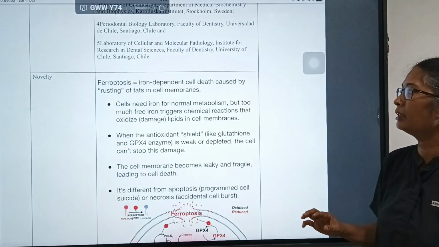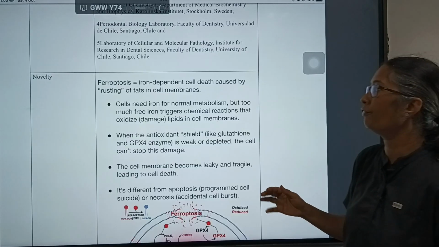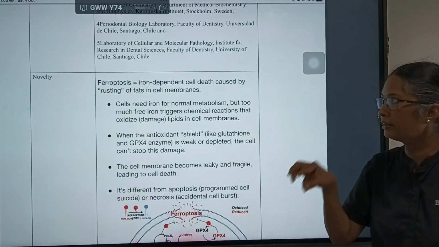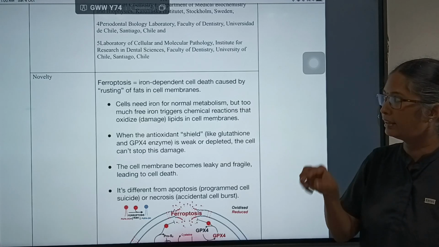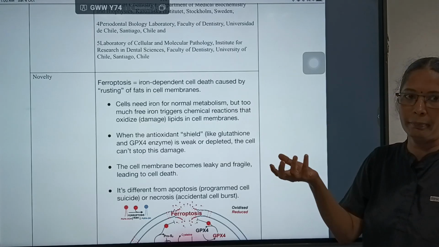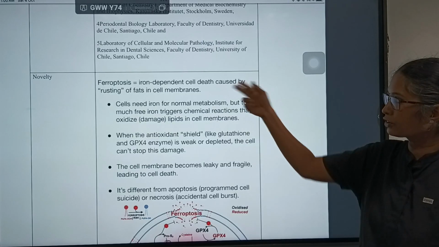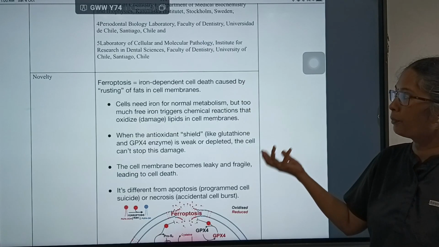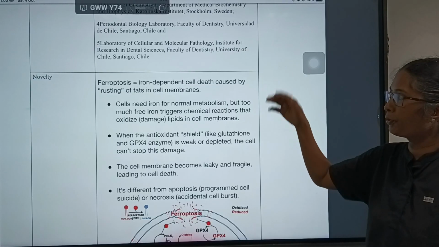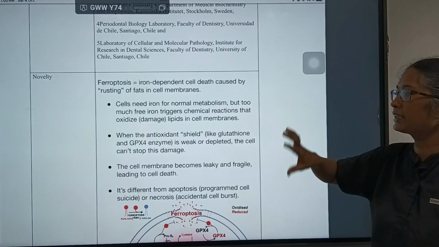So this is an iron-dependent cell death caused by rusting of fats in the cell membrane. The cell has a cell membrane. When more iron accumulates inside a cell, it causes the membrane of the cell to rupture. Once the membrane is ruptured, the cell dies. That is called ferroptosis. We have apoptosis, pyroptosis, necroptosis, so many kinds of cell death. In that, ferroptosis is due to iron accumulation inside a cell.